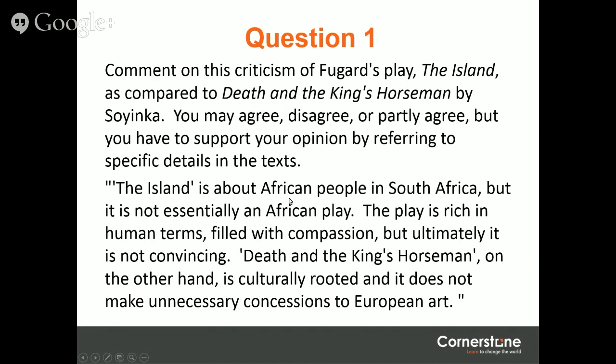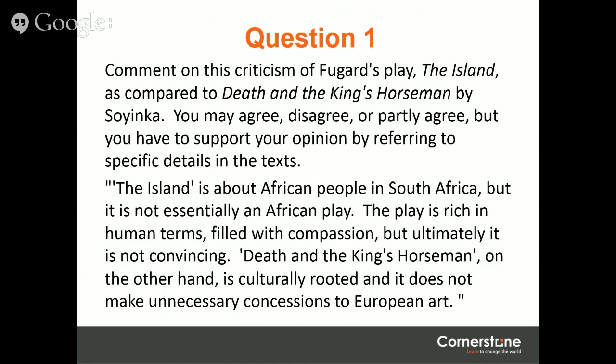The Island is about African people in South Africa, but it is not essentially an African play. The play is rich in human terms, filled with compassion, but ultimately it is not convincing. Death and the King's Horseman, on the other hand, is culturally rooted, and it does not make unnecessary concessions to European art. So this critic feels that Death and the King's Horseman is a truly African play and The Island is not. So you have to ask, what does African mean, actually?